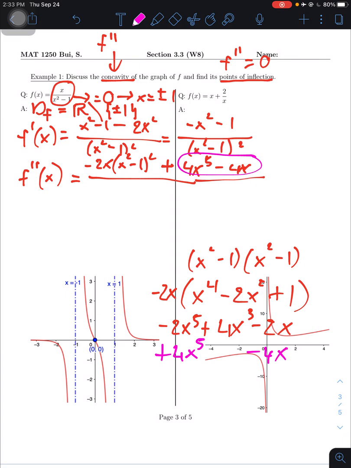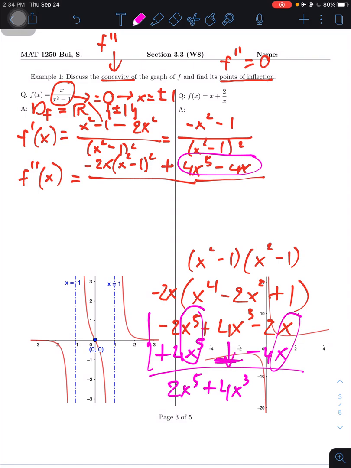Okay, some of you may ask me why I leave the space in here. Well, I'm trying to arrange them column-wise to combine the like terms. But if you don't want to do that, that's fine. You don't have to do that, okay? So if I were to combine these two groups together, what do I get? I'm going to get 2x to the 5th power plus 4x cubed, because it's empty in here, so I'm just going to directly bring it down. And then lastly, I get negative 6x. Okay.